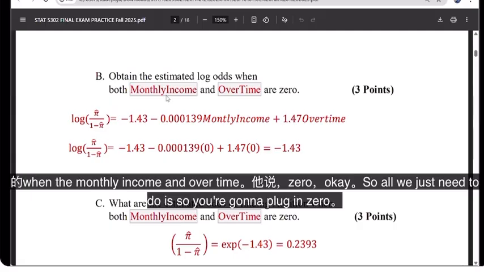Now, based on what it said here, when the monthly income and the overtime are equal to zero, all you just need to do is plug in zero.